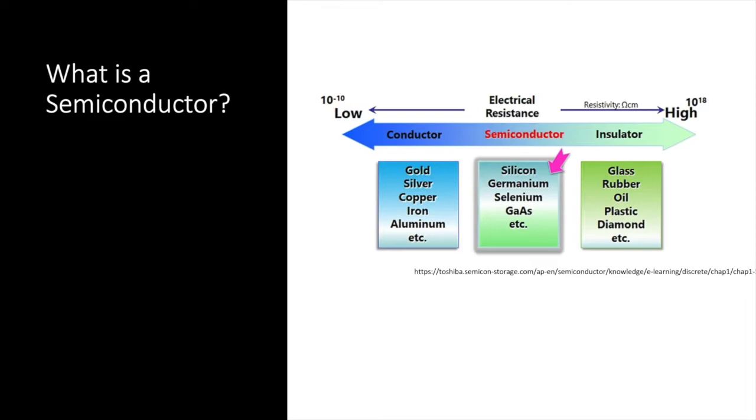You can classify materials based on their electrical resistance. A conductor conducts electricity very easily, so that means it has very low resistivity. This includes things like gold and copper. An insulator, on the other hand, conducts electricity very poorly, and therefore it has a very high resistivity. This is things like rubbers and plastic, and semiconductors are right here in the middle.